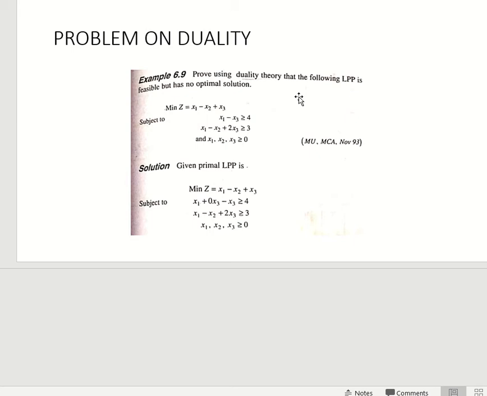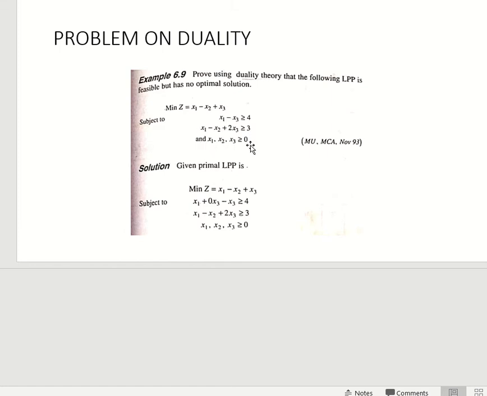Prove using duality theory that the following LPP is feasible but has no optimal solution. That is, minimize z = x1 - x2 + x3, subject to the constraints x1 - x3 ≥ 4 and x1 - x2 + 2x3 ≥ 3, and x1, x2, x3 are all positive, given.